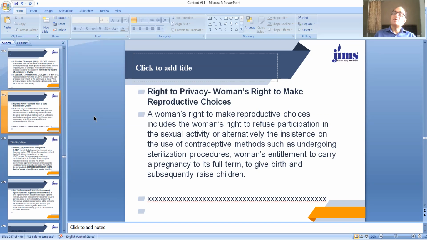You cannot compel a woman all the time to have sex with you, to produce babies all the time for you. So that is also part of the privacy of the woman, which is part of her life and personal liberty under Article 21 of the Constitution of India. So dear students, this is all about the right to privacy under the Indian Constitution.